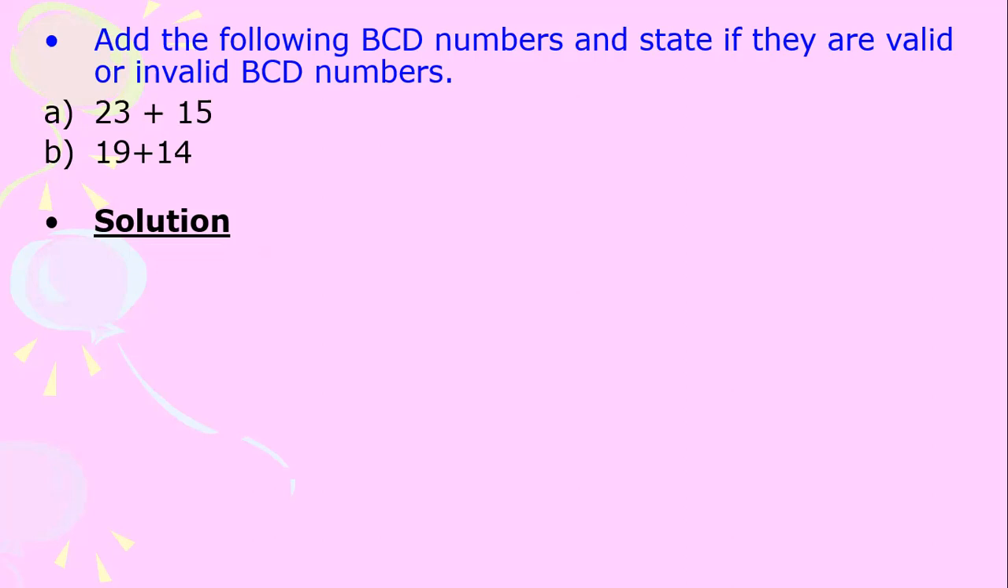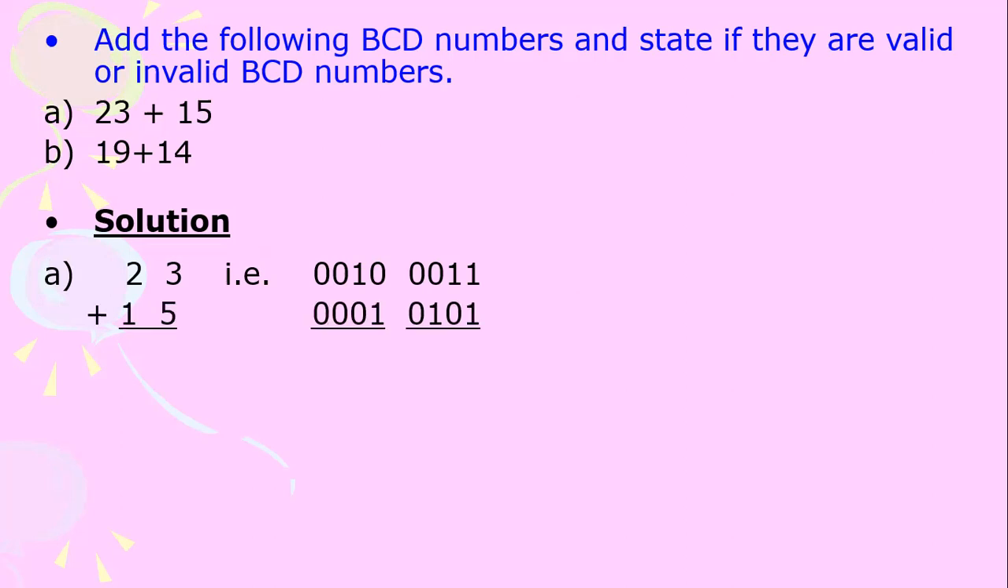So our solution becomes 23. We write it as 23. That is 0, 0, 1, 0 to represent the 2, and 0, 0, 1, 1, which is binary equivalence of 3. And then we are adding it to 15, so to 1, 5. So the binary equivalence of 1 is 0, 0, 0, 1. Binary equivalence of 5 is 0, 1, 0, 1 in BCD. So we add each of them.